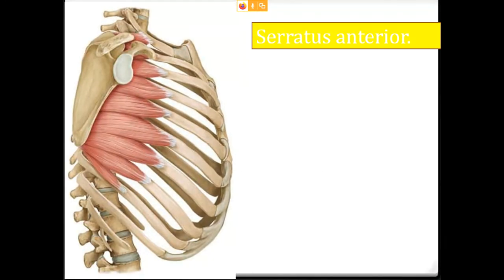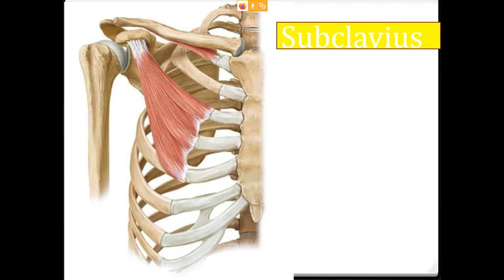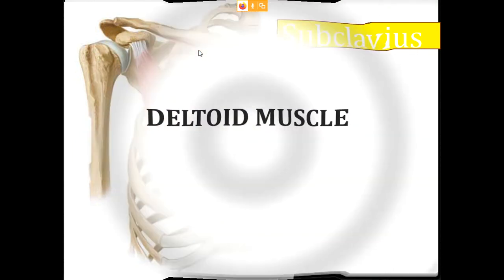Then coming to the serratus anterior, serratus means sawtooth. Serratus anterior is arising from the upper eight ribs, and these muscle fibers go posteriorly, reaching the medial end of the scapula. Then coming to the subclavius, the name itself is saying: sub means below, clavius means clavicle. Below the clavicle, we can identify the subclavius muscle. Then there is an important muscle for you people.